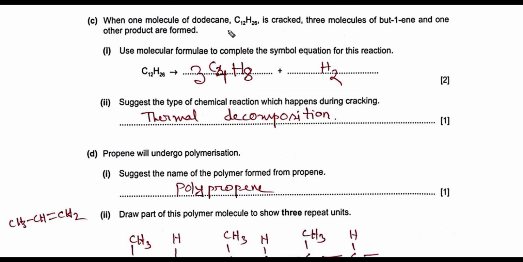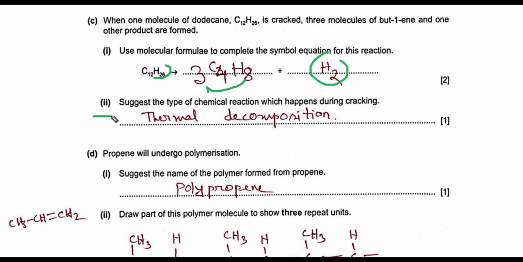When one molecule of dodecane is cracked, 3 molecules of butene and one other product are formed. Use molecular formula to complete the symbol equation for this reaction. Dodecane gives 3 moles of butene, and hydrogen is produced, because here 26 hydrogen, 8 is 24, so the remaining 2 hydrogen is formed.